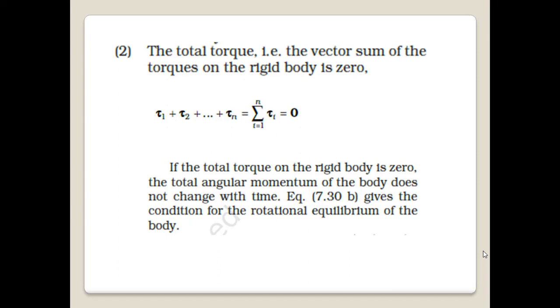Same way for angular momentum. If it does not change with time, then the total torque, that is the vector sum of all the torques acting on the rigid body, is zero, or we can say sigma i equal to 1 to n, tau i equal to 0. Then the body is said to be in rotational equilibrium. So the two types of equilibrium which come under mechanical equilibrium are translational equilibrium and rotational equilibrium.